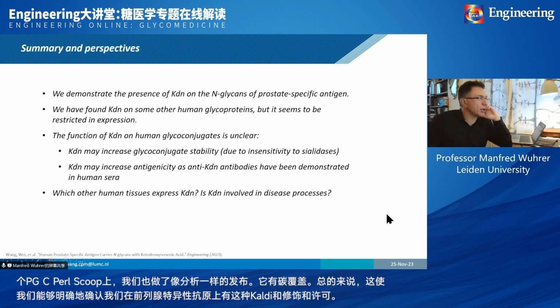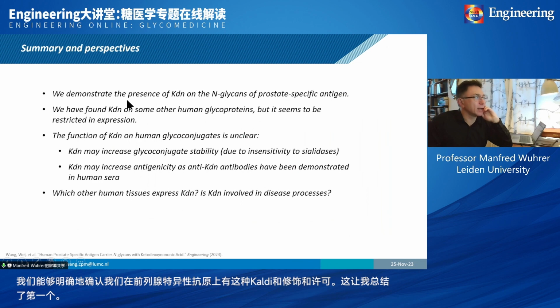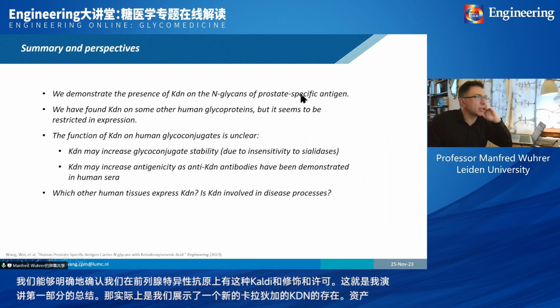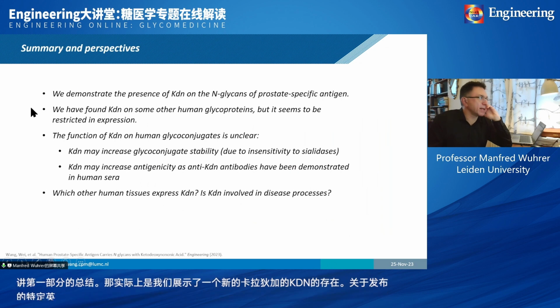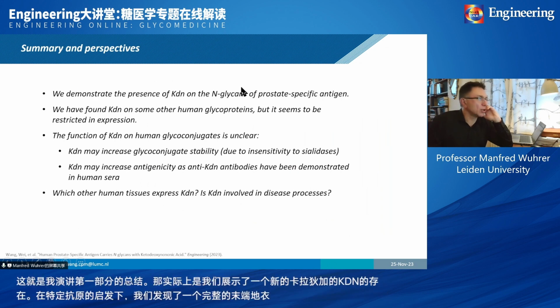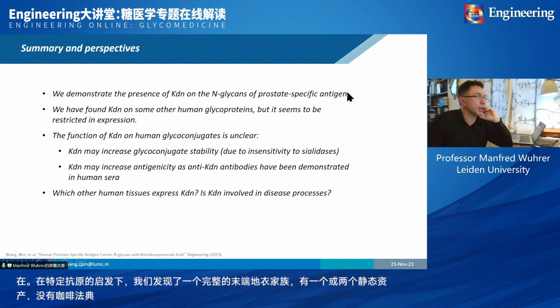This brings me to the summary of the first part of my talk. We demonstrate the presence of KDN, a ketodeoxynonulosonic acid, on the N-glycans of prostate-specific antigen. We found a whole family of these N-glycans with one or two sialic acids, with and without core fucose, and present in different isomers, so really a wealth of different structures.